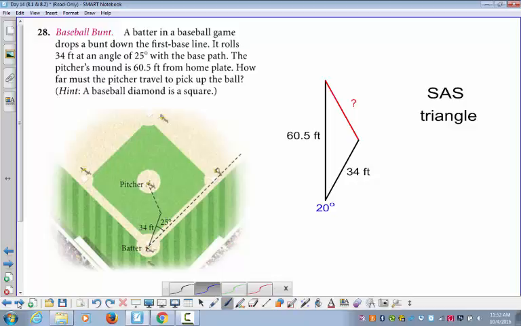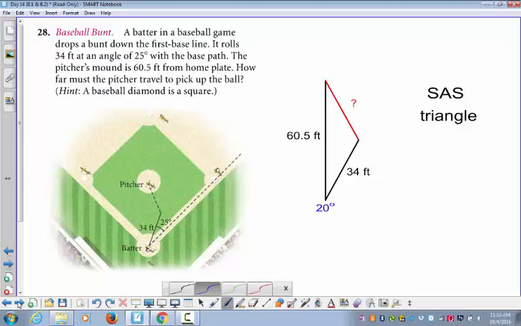All right, a batter in a baseball game drops a bunt. So the ball is dribbling this direction. They tell us that it rolls 34 feet at an angle of 25 degrees from the first baseline. That's first base. This is the first baseline, 25 degrees. The pitcher's mound is 60.5 feet from home plate. How far must the pitcher run to get to the ball? So I've drawn that picture over there. They give us this angle, 25 degrees.